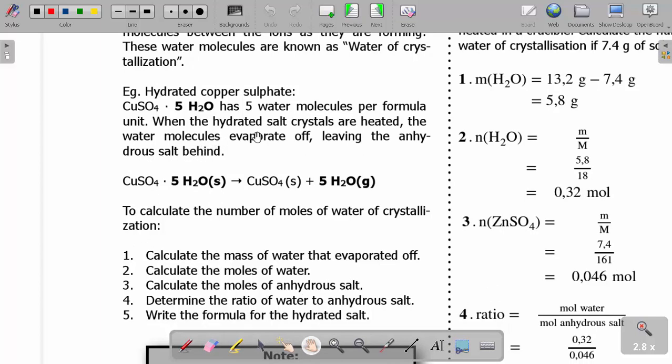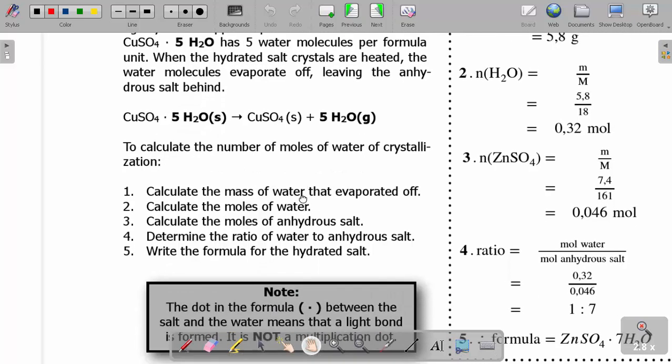When the hydrated salt crystals are heated, the water molecules evaporate off, leaving the anhydrous salt behind. For example, if I heat this copper(II) sulfate 5 water solid crystal, I'm going to get one which doesn't have water, which is not hydrated now. That's copper(II) sulfate solid plus the 5 water, which has been given off. Remember, it was containing water of crystallization. Now it doesn't contain any more because it has been heated off. Are we together?